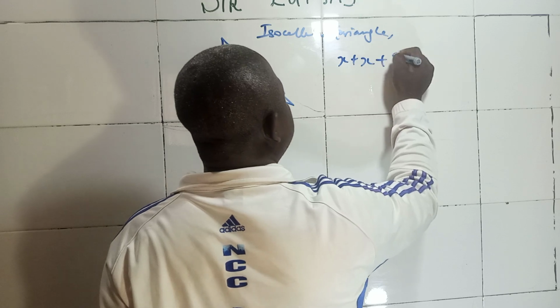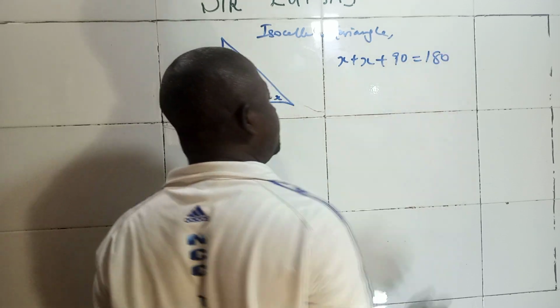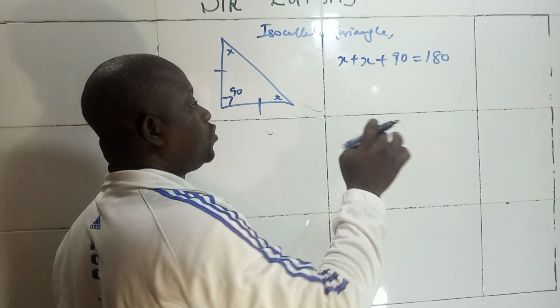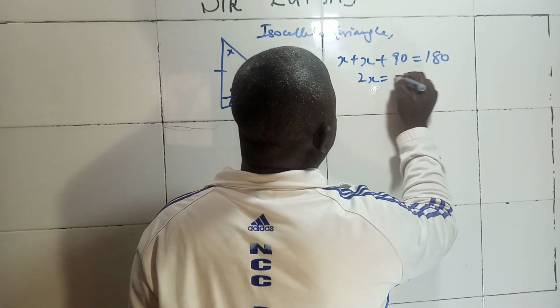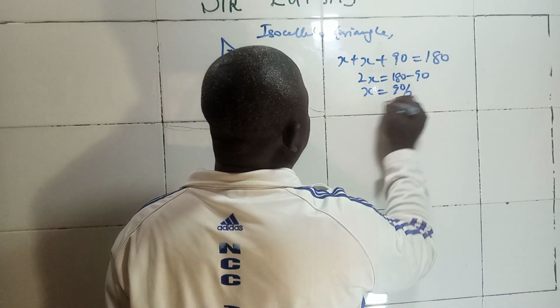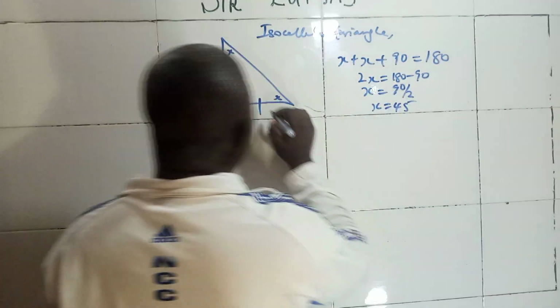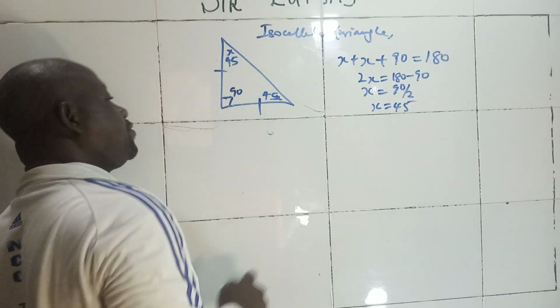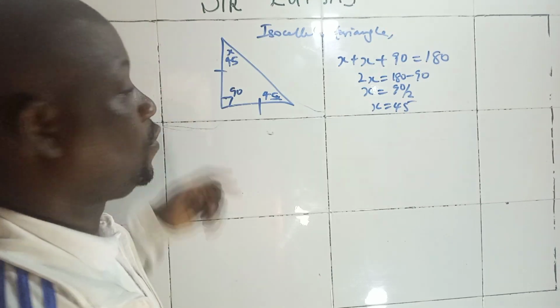x plus x plus 90 degrees is equal to 180 degrees. The rule says that the sum of angles in a triangle is equal to 180 degrees. We have 2x is equal to 180 minus 90. x is equal to 90 over 2. x is equal to 45 degrees. So this angle is 45 degrees, and this is 45 degrees.